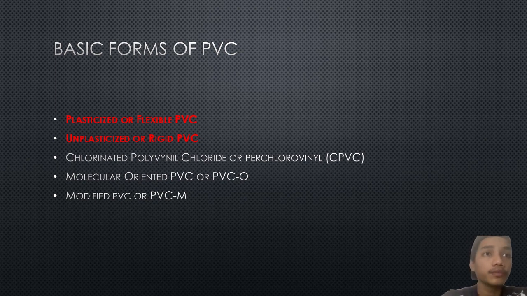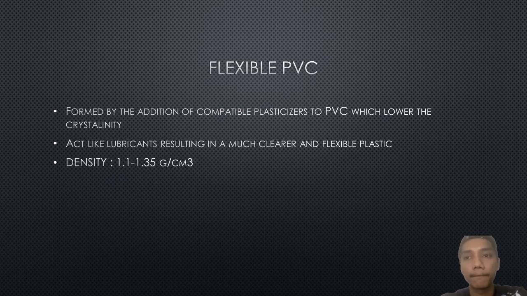For the first 2 points, which are nowadays always used, flexible PVC and rigid PVC. Flexible PVC is formed by the addition of compatible plasticizers to PVC, which lower the crystallinity and act like lubricants, resulting in a much clearer and more flexible plastic. The density of flexible PVC is 1.1 to 1.35 g/cm3.